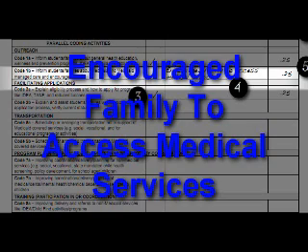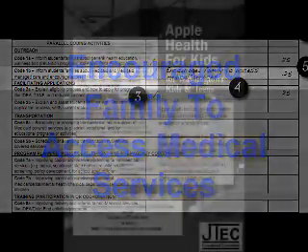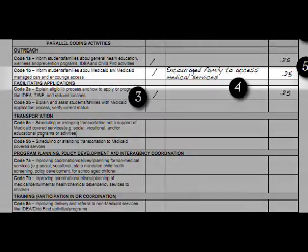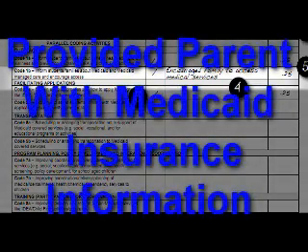Now, at this point, the parent may or may not have insurance. If the parent does not have insurance, they may say, oh, my husband's out of work right now, or we don't have insurance for whatever reason right now. And that's when you pull out the Apple Health for Kids, the Medicaid insurance program, and ask them if they are aware of the program and provide them with that brochure. This is also encouraging outreach, and by doing that, the narrative description is: provided parent with Medicaid insurance information.